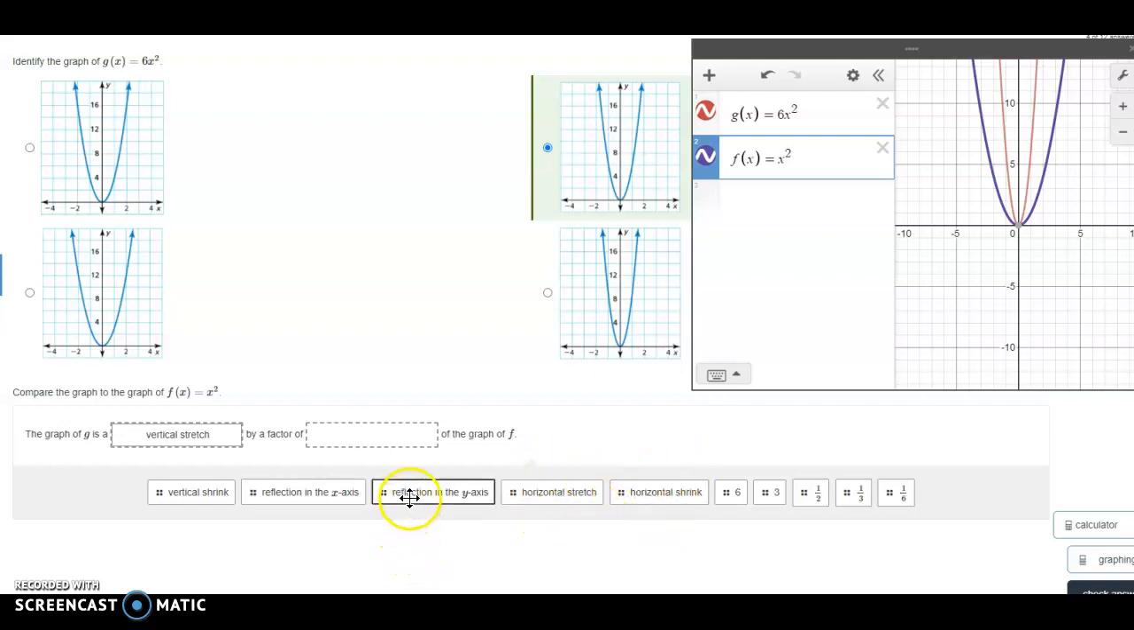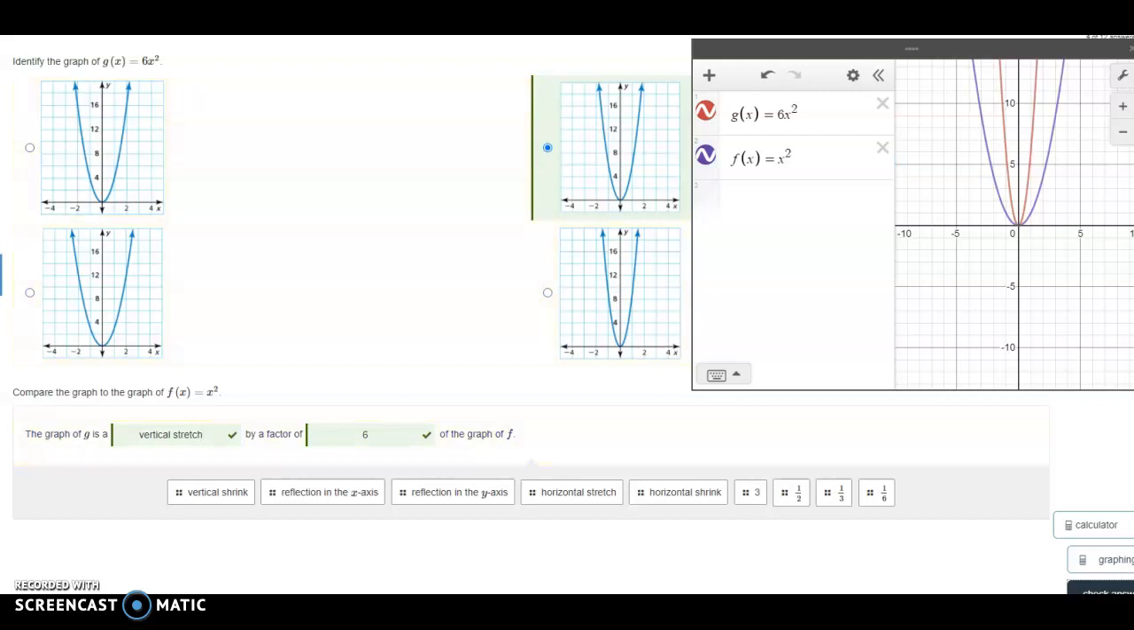Very rarely will we have a reflection in the y-axis. That would be something strange, and I don't think we're ever going to do it here. You might do it in Algebra 2. But here, reflection is only if it's negative out front. So this is the only option. It's a vertical stretch by a factor of, well, the number out in front was a 6. So it's this number right there. Do your check answer, and you're done.